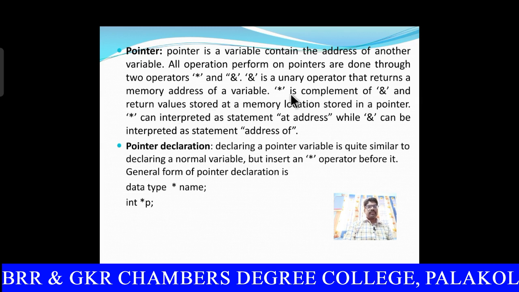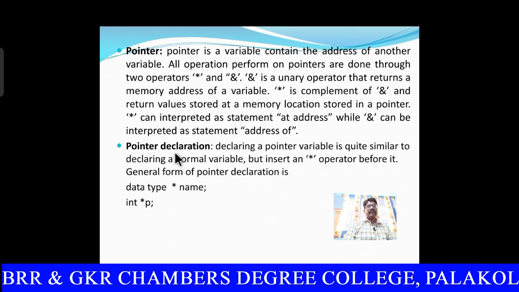Star is a complement of ampersand and returns the value stored in the memory location stored in the pointer. Star can be interpreted as 'value at address', while ampersand can be interpreted as 'address of'. So star indicates the value and ampersand represents the address of.